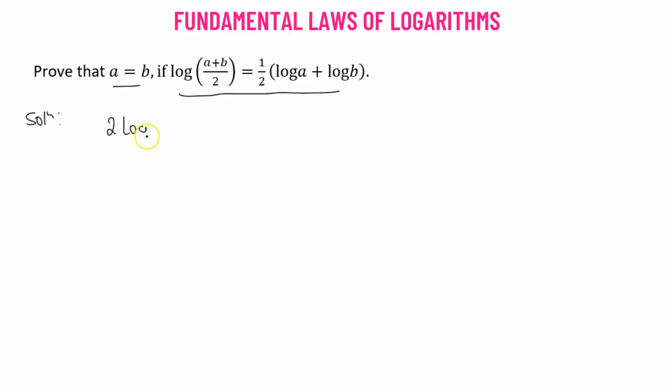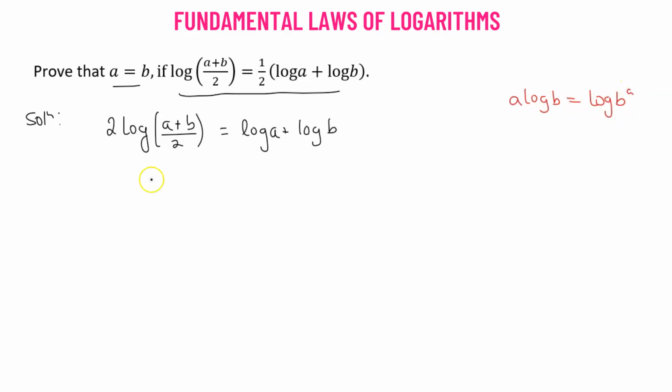This gives us 2 times log of (a plus b) divided by 2, which equals log of a plus log of b. Now we'll use a property of logarithm. If we have a times log of b, that can also be written as log of b raised to the power of a. That means 2 times log of (a plus b) over 2 can also be expressed as log of ((a plus b) over 2) whole raised to the power of 2, equals log of a plus log of b on the right hand side.